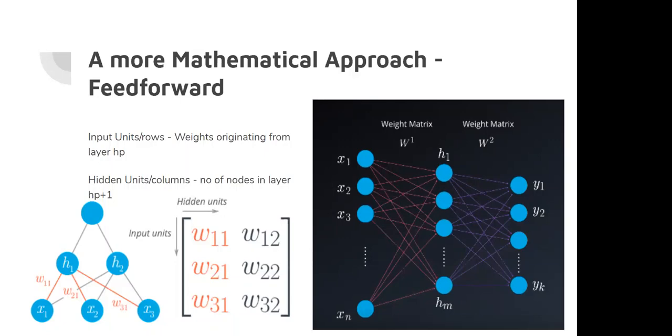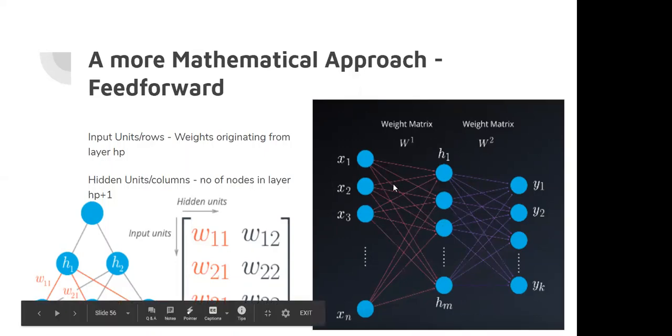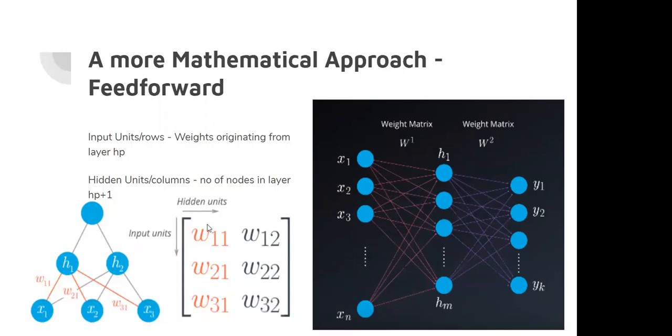So on your rows, you have weights originating from layer HP. Let's say we have P number of hidden layers: H1, H2, H3, all the way to HP. As rows, you're going to organize weights originating from layer HP, and then the columns of that weight matrix are going to have the number of nodes in layer HP plus 1. So give yourself a little time, go think about it. It's a little abstract concept, how this matrix is actually constructed.